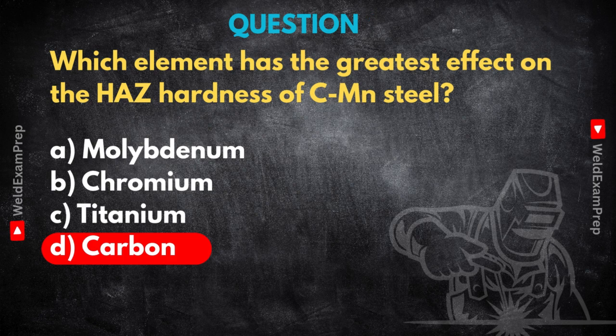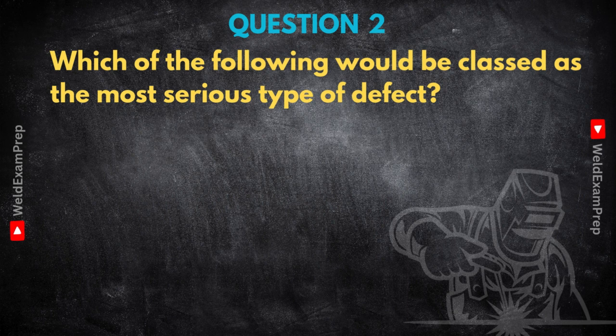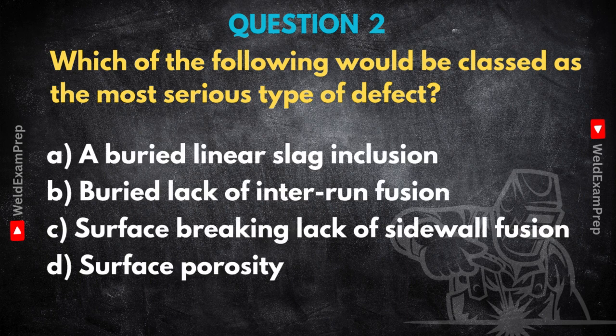So our next question is about figuring out which defect is the most serious. Which of the following would be classed as the most serious type of defect? Options are A, a buried linear slag inclusion; B, buried lack of inter-run fusion; C, surface breaking lack of sidewall fusion; D, surface porosity. Think about the risk. Which one is the biggest threat? Out of those options, the most serious has got to be C, surface breaking lack of sidewall fusion.